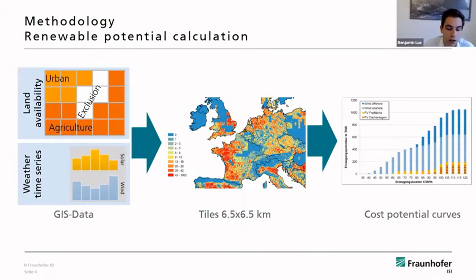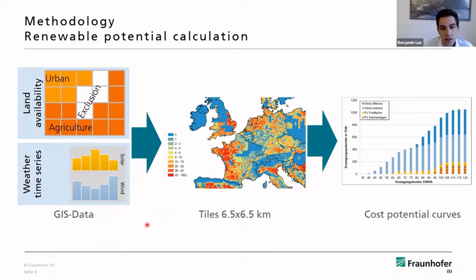One important set of input parameters are the renewable power potentials. These are important for the cost optimization, and that's why we're looking at the modeling here in a bit more detail. In principle, we subdivide the region we are looking at. Here you see Europe as an example, but today we are looking at the MENA region, onto a tile grid with an edge length of 6.5 kilometers. And on each of these tiles, we combine different sets of data. So we use land availability data, we use real weather data, and we use technology-specific data for renewable power production. So for PV plants, for wind power plants, for CSP plants.